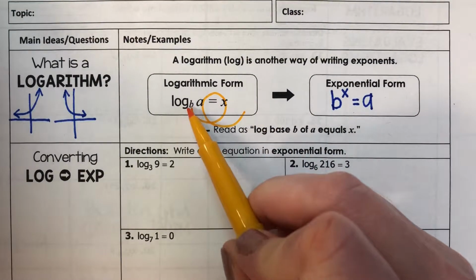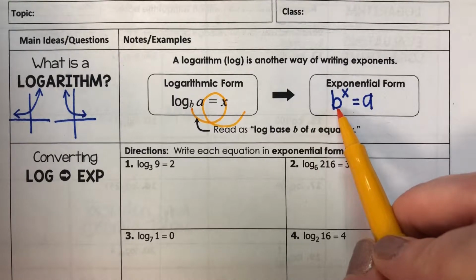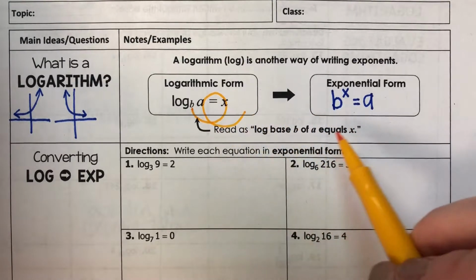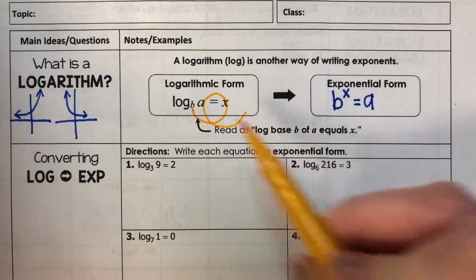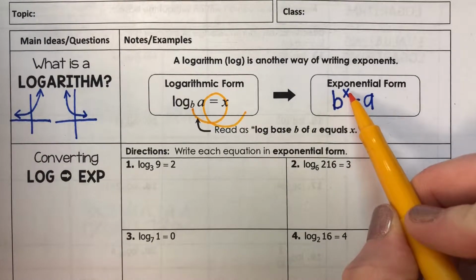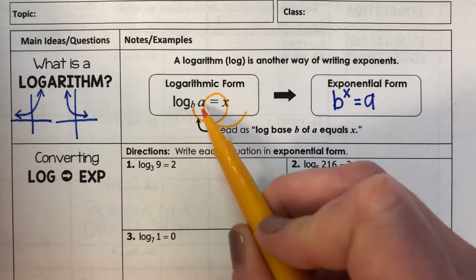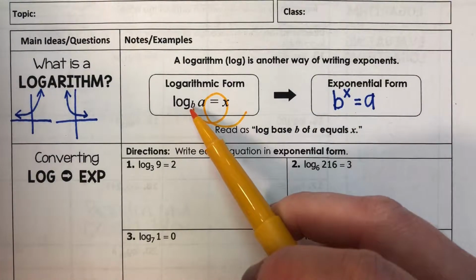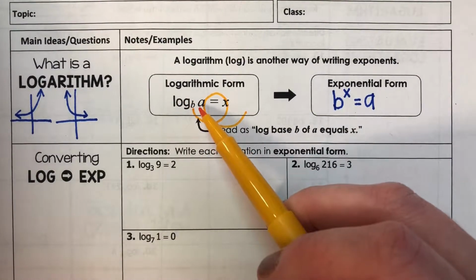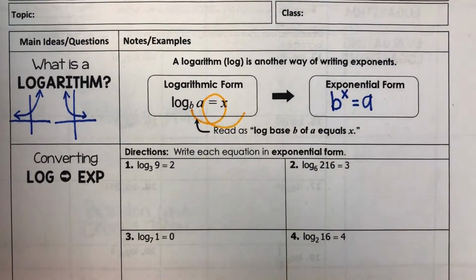Now this little b is going to be the same thing as this bigger b, okay? Both of these are considered the base of the function. Right here it's equal to x. Over here the x is up top as an exponent. And then over here it's log base b of a. Here b to the x power is a. So basically the log of a number is an exponent. X here represents my exponent.